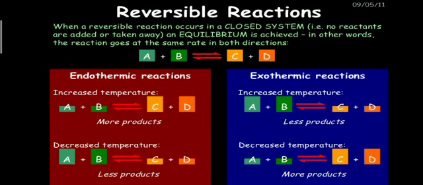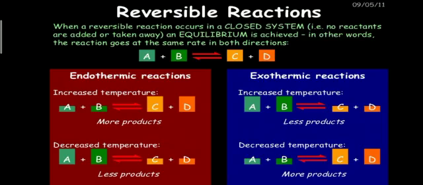When a reversible reaction occurs in a closed system, that is, no reactants are added or taken away, meaning we cannot add any reactant or remove any reactant from the container, then the system is closed, so an equilibrium is achieved. In other words, the reaction goes at the same rate in both directions. The reactant will first convert into product, and the product will not escape due to the closed container or closed system. That product will again be converted into the reactant. So this is a reversible reaction.